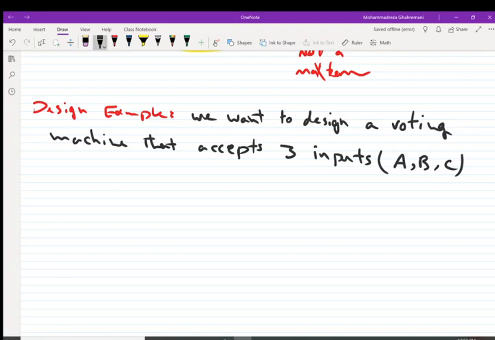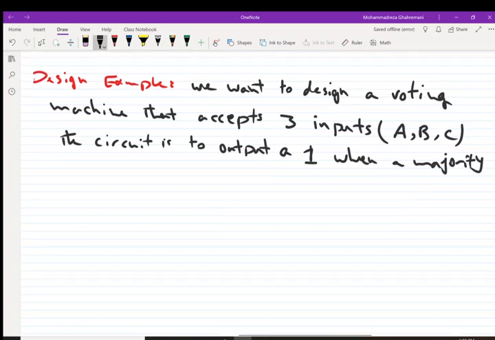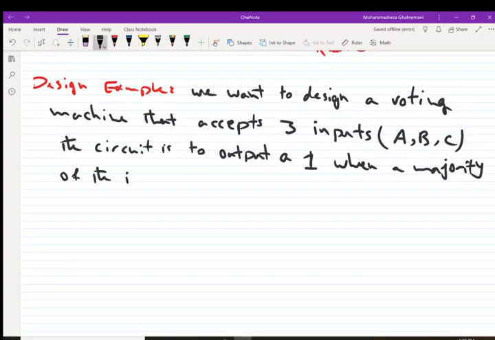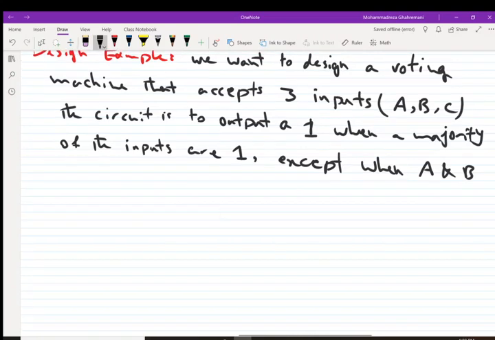The circuit is to output a 1 when a majority of the inputs are 1, except when A and B are 1 and C is a 0.